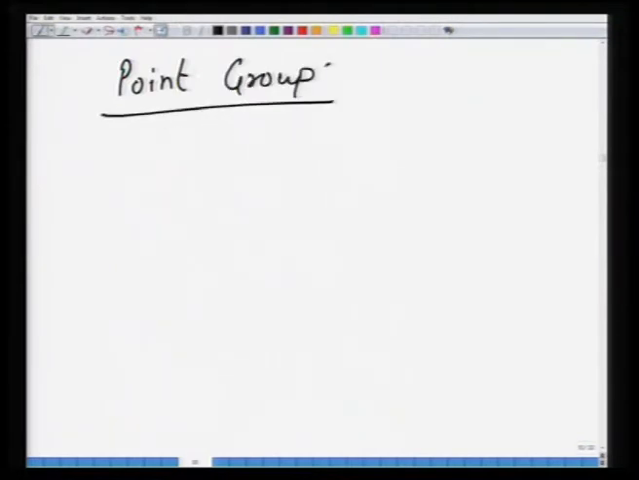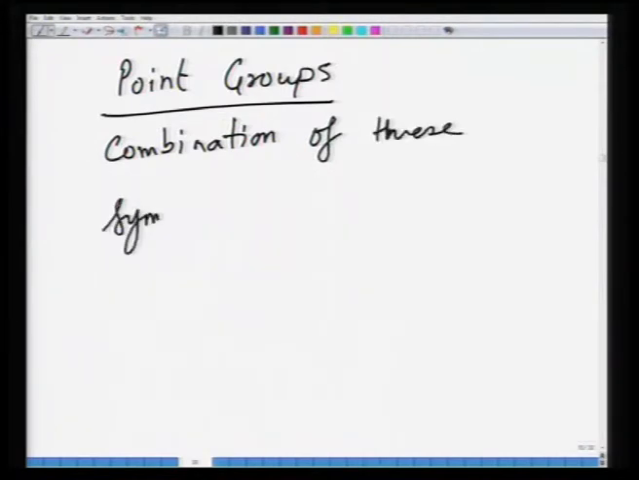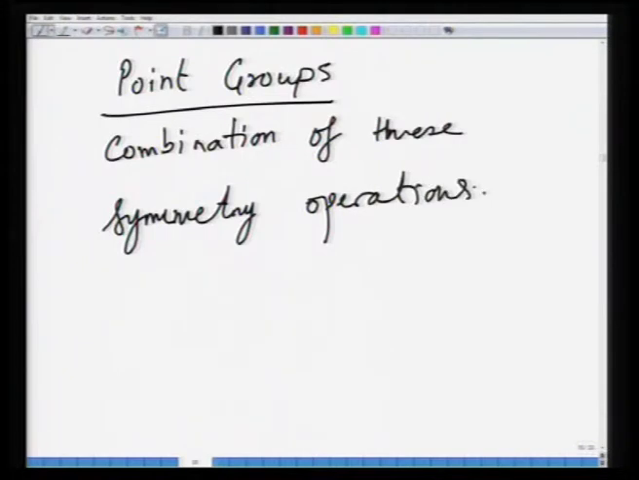So, point groups are a combination of these symmetry operations. And based on these 7 crystal systems, you have 32 point groups. Now, point groups are of course denoted in various different ways.